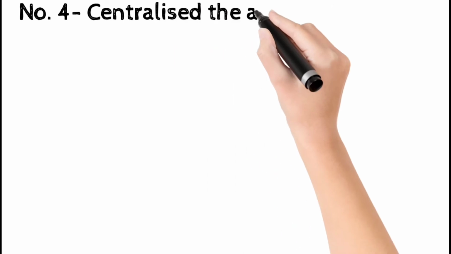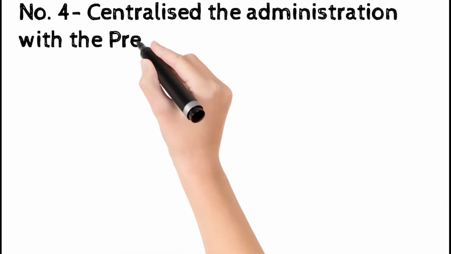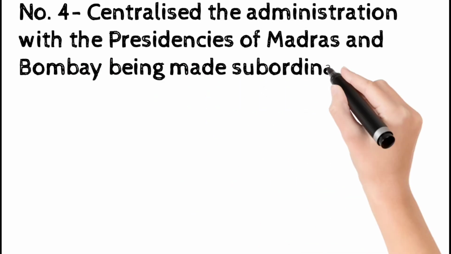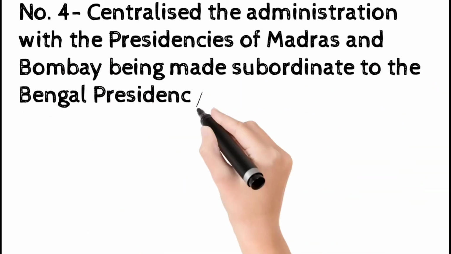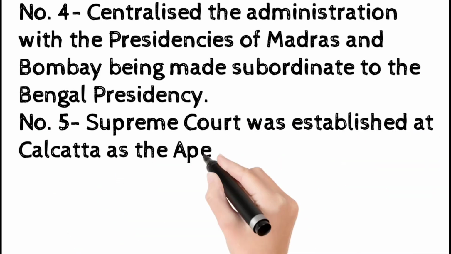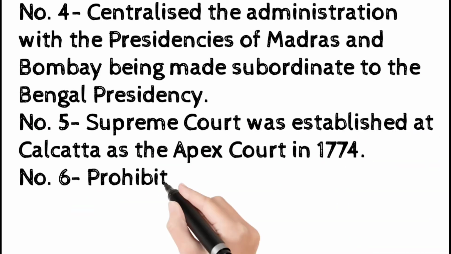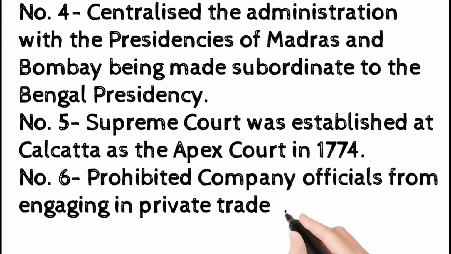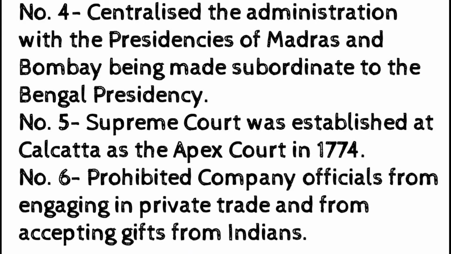Number 4. Centralized the administration with the presidencies of Madras and Bombay being made subordinate to the Bengal Presidency. Number 5. Supreme Court was established at Calcutta as the apex court in 1774. Number 6. Prohibited company officials from engaging in private trade and from accepting gifts from India.